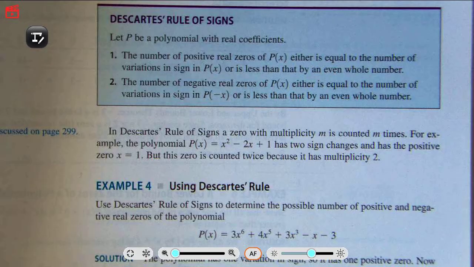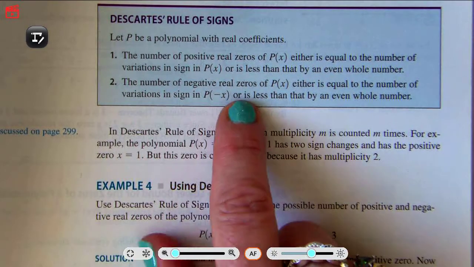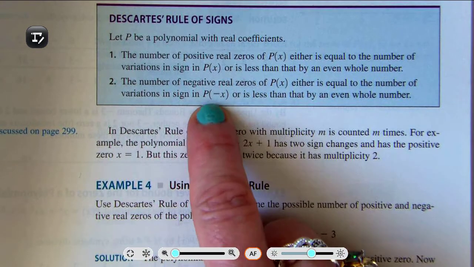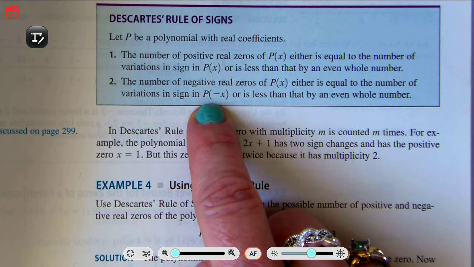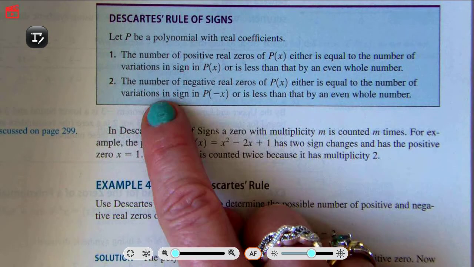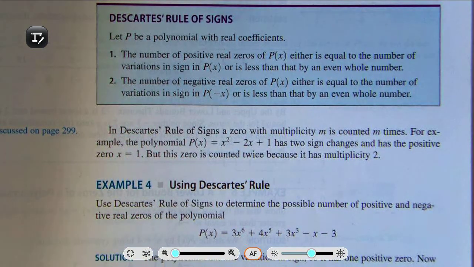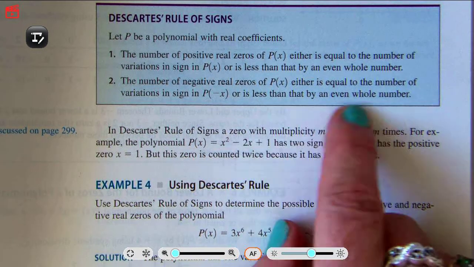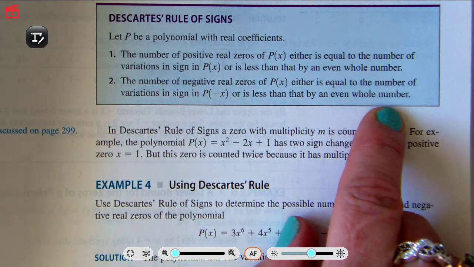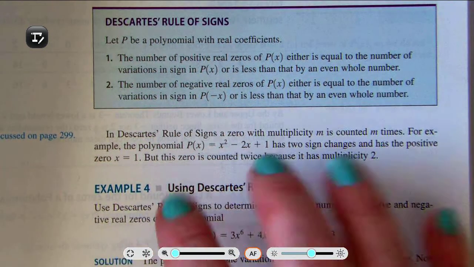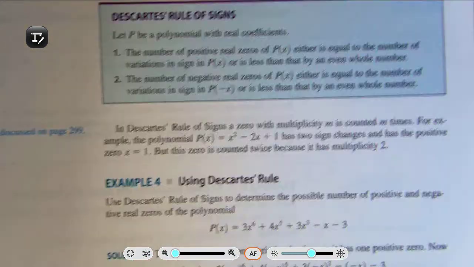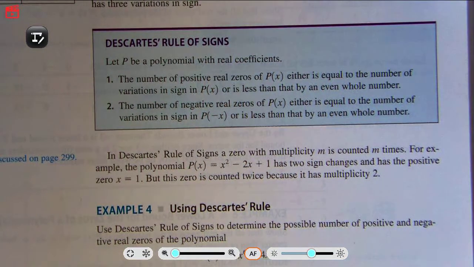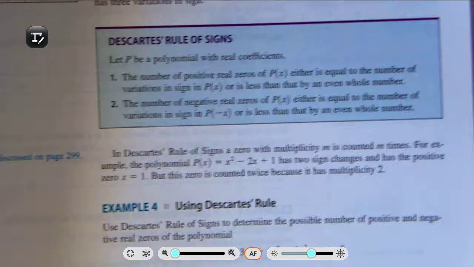So if we want to talk about how many negative real zeros we have, what we're going to do is look at p of negative x and we're going to look at our sign changes, the variation in sign. How many times does it change signs? And it'll be equal to that or less by an even whole number. And again, I will show you in examples in the next video. Right now I'm just dumping out all the information. Okay? We will use it in a moment.